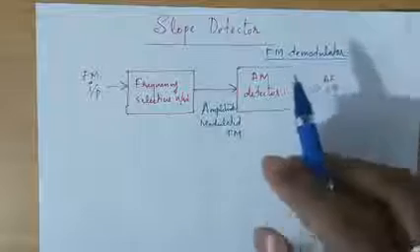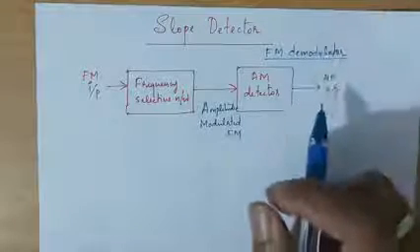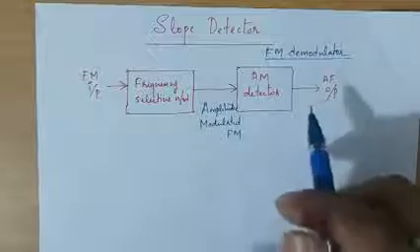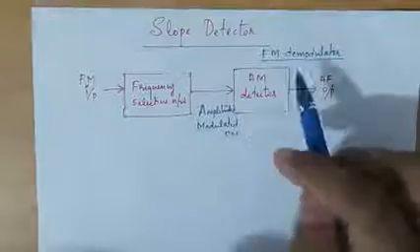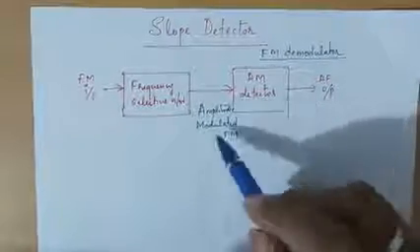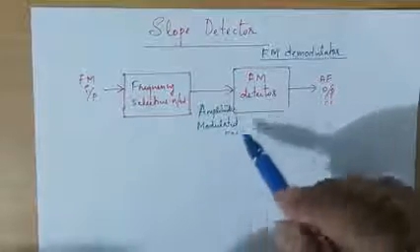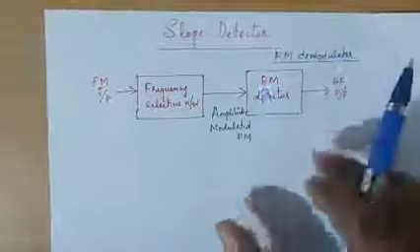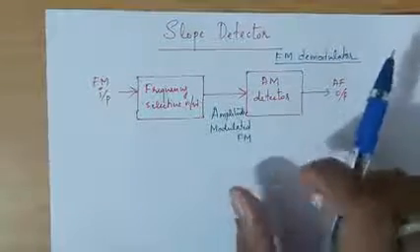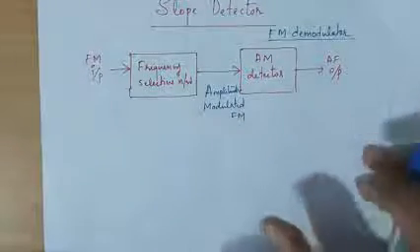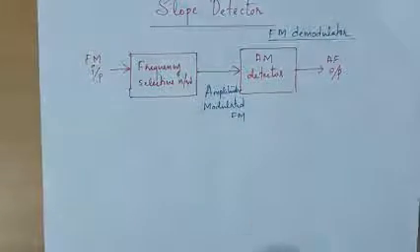We have already studied different AM detector circuits. One of the AM detectors can be used as a detector here. So the AM detector will demodulate the message signal from the mixture of amplitude modulated FM. So this is the basic block of slope detector. Now we are going to discuss the circuit of a slope detector.